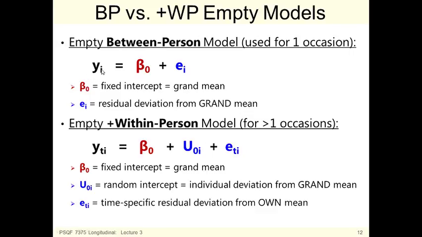And note the subscripts. We go from YI for one occasion data to YTI for multiple occasion data. And because we have multiple outcomes, we have multiple residuals. So 1 U per person, as many E's per person as they have occasions.